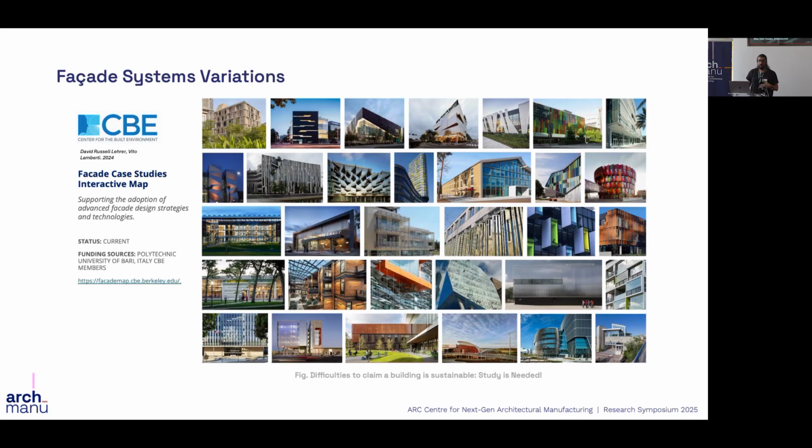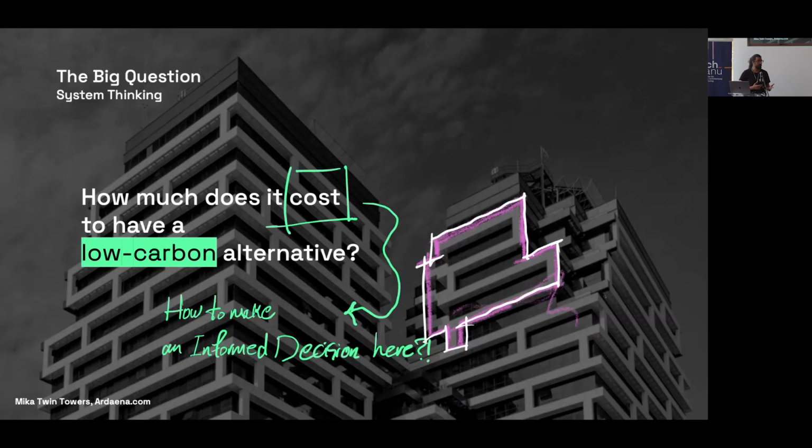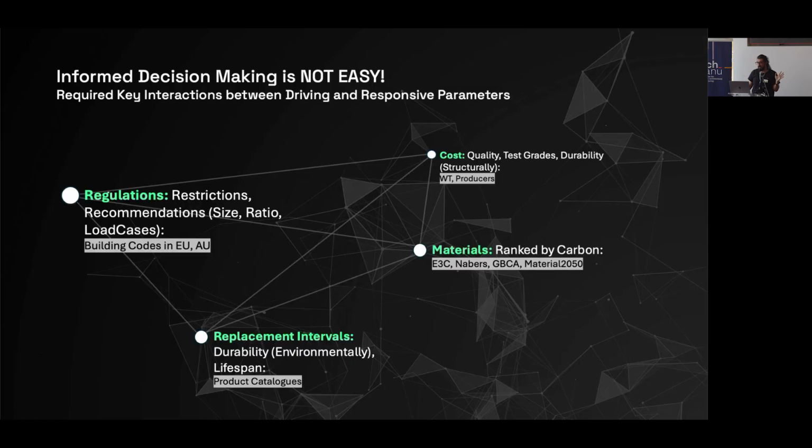So I'm going to put us on dark mode for a bit, and then I will bring you back to the light. For any decision we want to make through the process of designing a facade system, we have different driving and responsive parameters. For instance, if I want a low carbon alternative for my design, how much does it cost? That comes up with the big question related to making informed decisions in the workflow of designing a facade system.